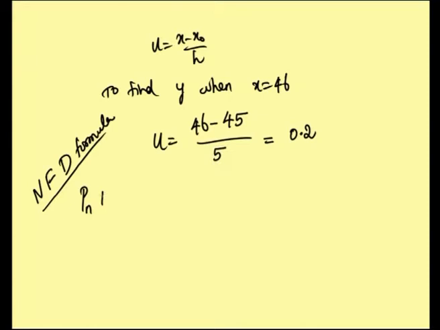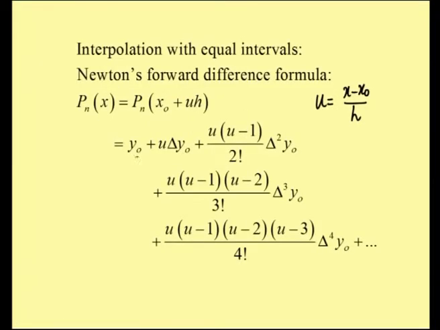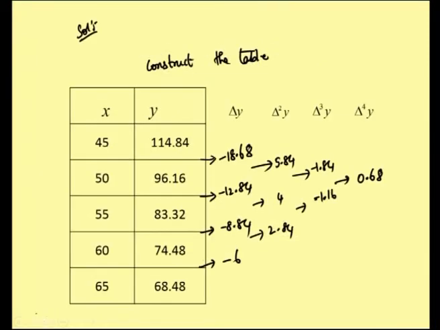Newton's forward difference formula is Pn of 46 is y of what is the formula? We have y naught plus u into del y naught, where u has the value 0.2, and y naught is the first y value, 114.84. And del y naught I shall show in the tabular column. These are x naught, x1, x2, x3, x4, and this is y naught, y1, y2, y3, y4, and this value is del y naught.